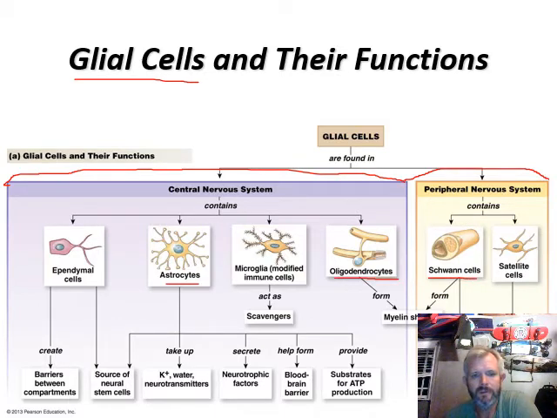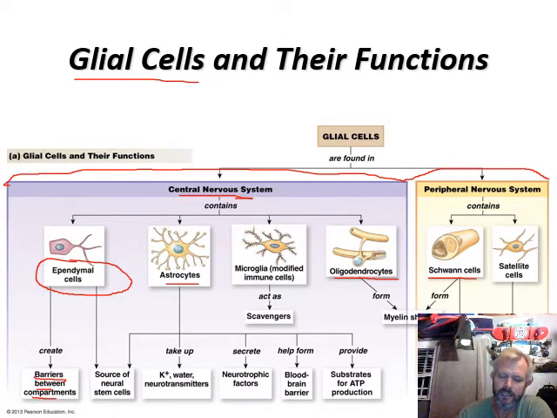But in the central nervous system, we've got the ependymal cells, the astrocytes, the microglia, and the oligodendrocytes. The ependymal cells are the barriers between the compartments. Remember, these cells are the ones that line those ventricles. They're specialized ependymal cells that actually produce that cerebrospinal fluid that bathes those ventricles. They're also a source of neural stem cells, along with the astrocytes.